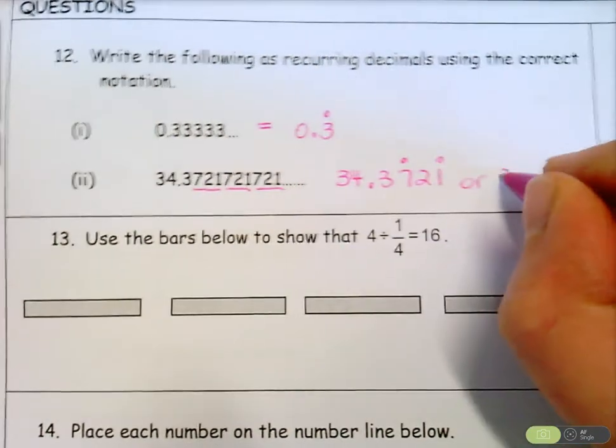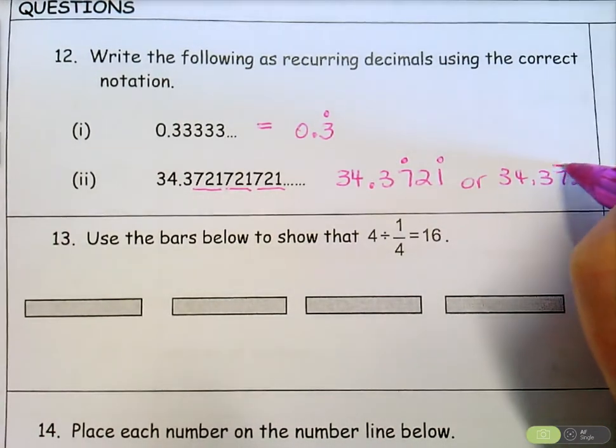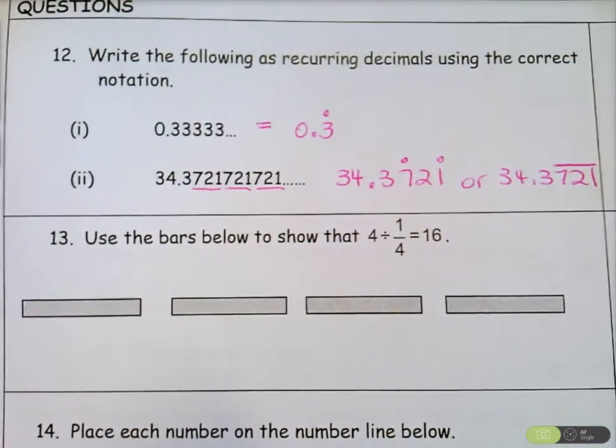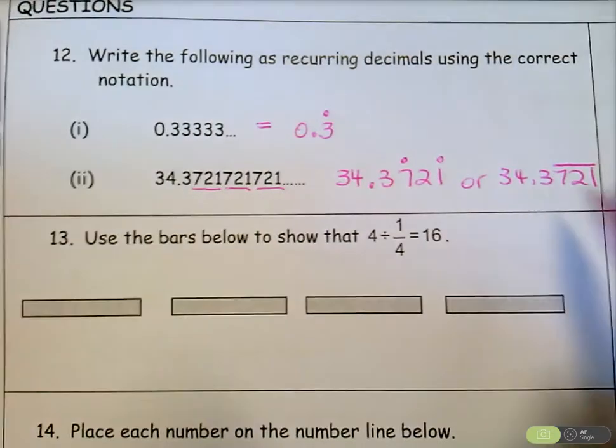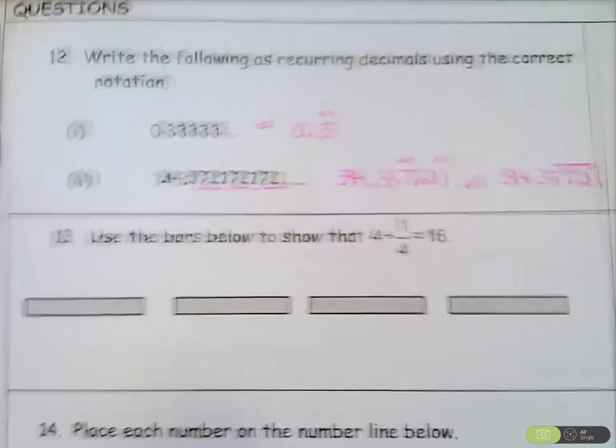Or I can go like this: 34.3721. Sometimes they put a line over the repeating ones. That's another way to do it, but you just put a dot over the first and the last repeating. You don't have to put it over the 7, 2 and 1.